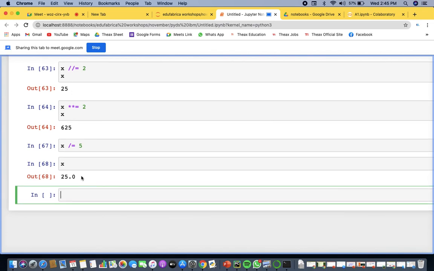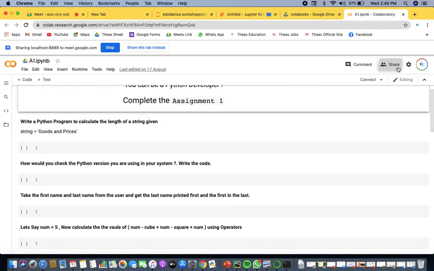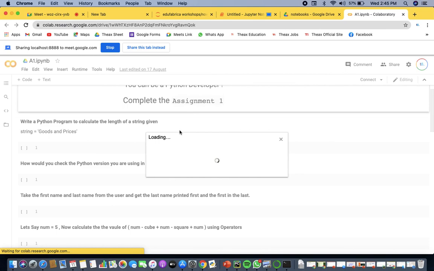Alright, so I hope things are clear to you. We'll discuss more facts in tomorrow's session. Till then, you would be getting an assignment today. Today is the first day, so I'm only giving you one assignment to go through, and you can go with that. So let's say this is your today's assignment. I'm sharing the file.